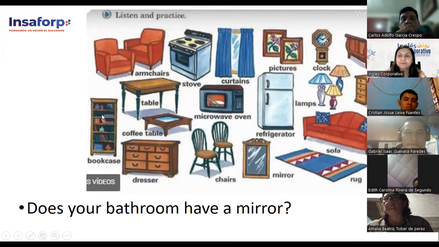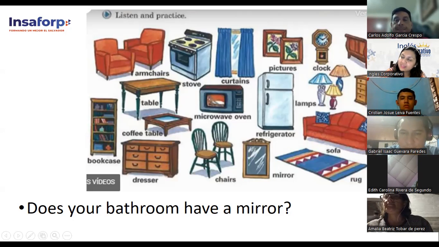So please repeat after me. Armchairs. Stove. Curtains. Pictures. Clock. Bed. Table. Microwave oven. Refrigerator. Lamps. Desk. Sofa. Television. But now it's a smart TV, right? Smart TV.